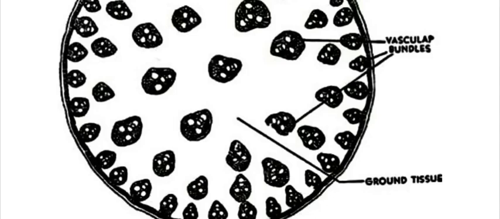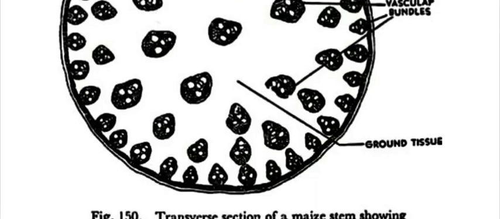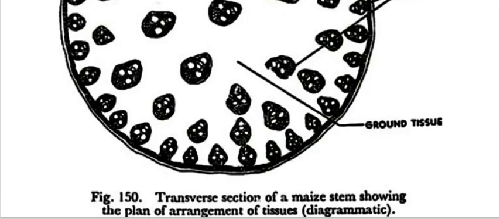I hope you have well understood the diagram and the structure of the monocot stem of the maize plant, and in the next lecture, inshallah, we will discuss the structure of the dicot stem.